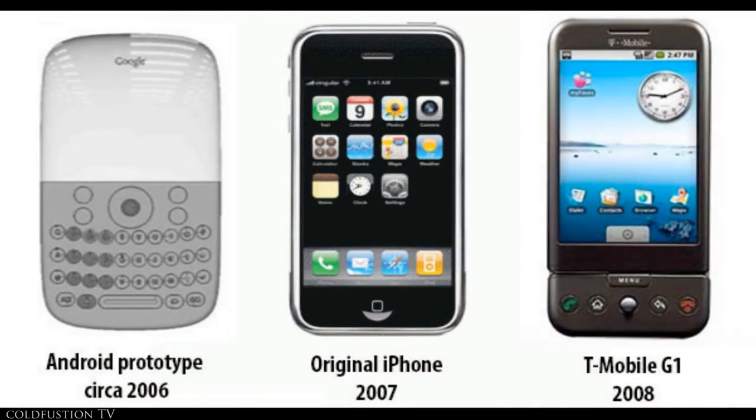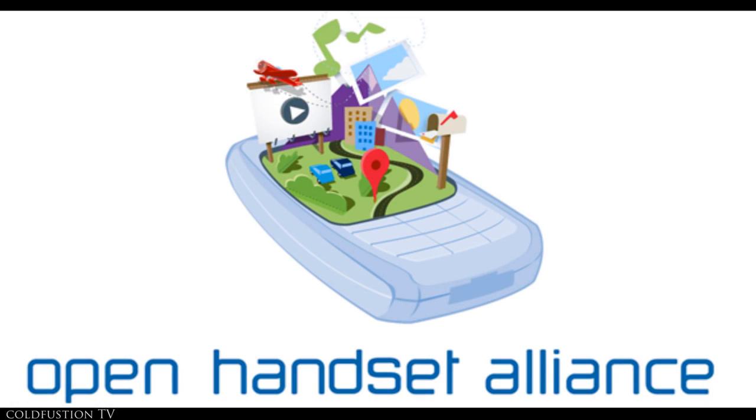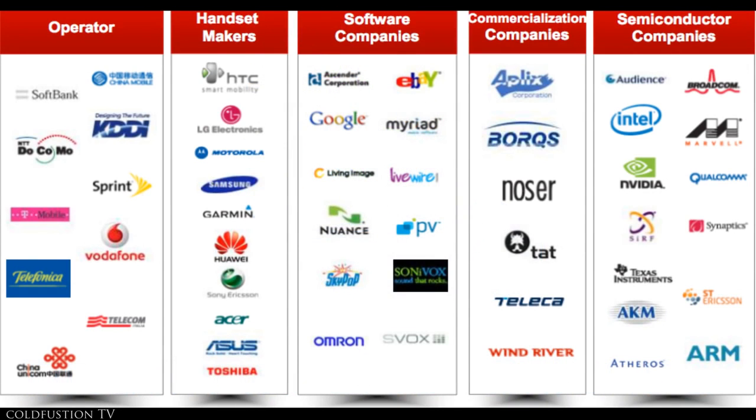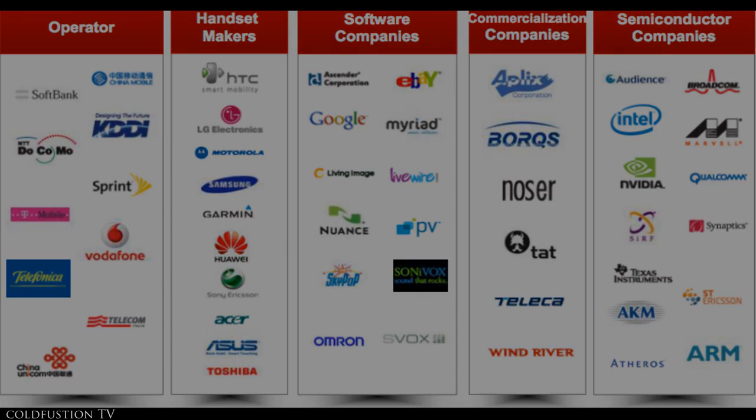On November 5th, 2007, an industry watershed moment occurred. The Open Handset Alliance was unveiled. The Alliance was an effort to develop open standards for mobile devices. It included HTC, Sony, Samsung, Sprint, T-Mobile, and chip manufacturers such as Qualcomm. Google knew they couldn't do it alone.